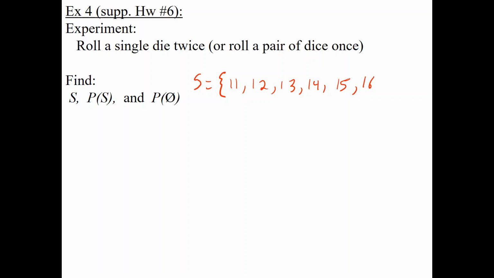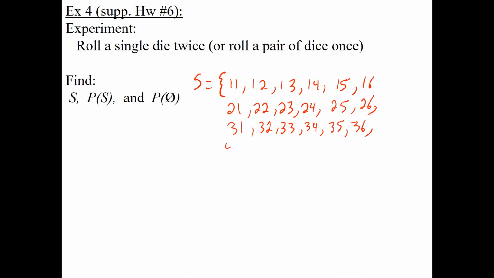So what else is there? All the rolls where the first die landed on a 2. So we can write 2, 1, 2, 2, 2, 3, 2, 4, 2, 5, and 2, 6. And we can do this all the way down. 3, 1, 3, 2, 3, 3, 3, 4, 3, 5, 3, 6.